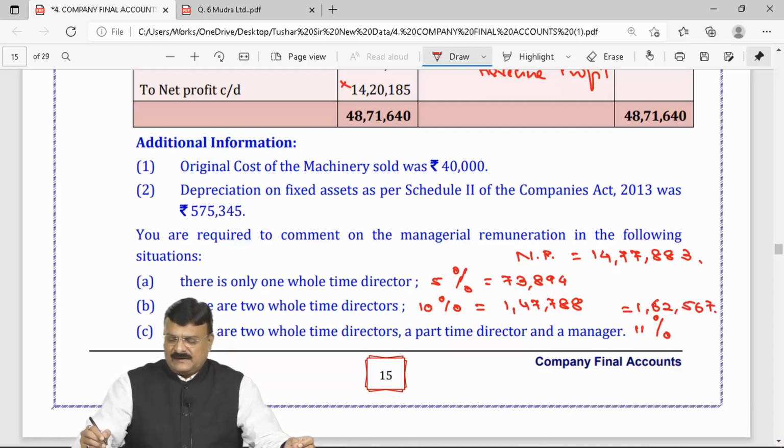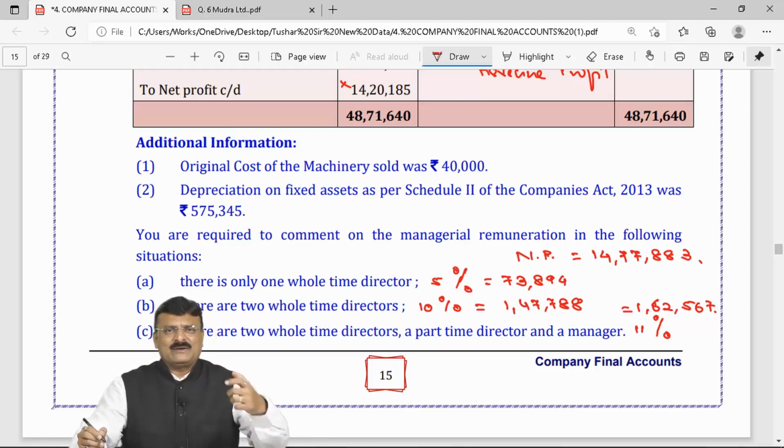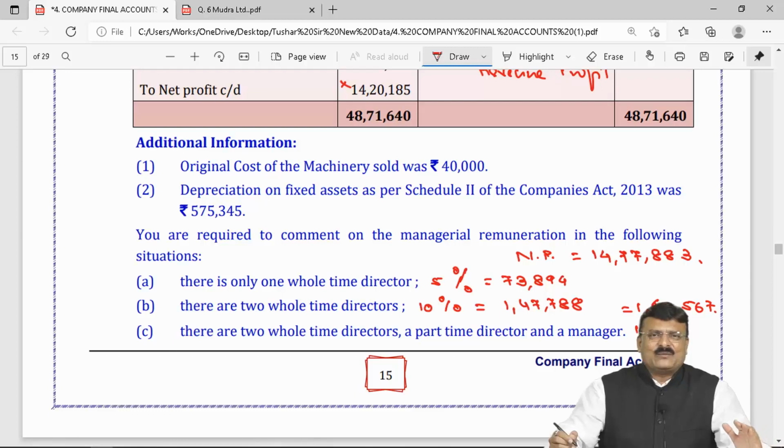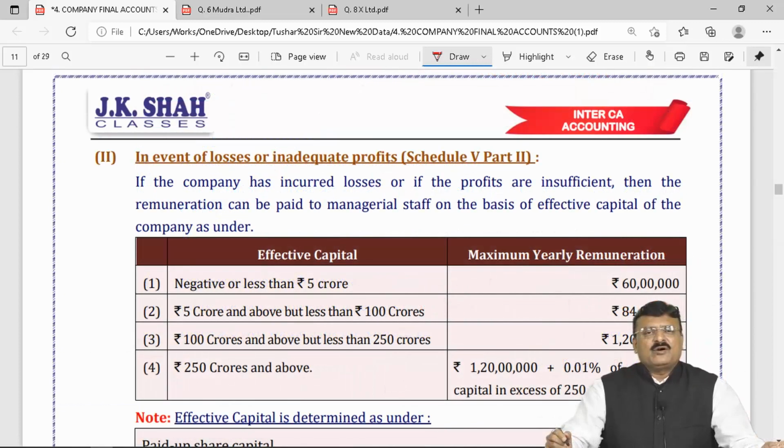Okay, everyone. So that will be your Section 198 and 197 when companies are making profit, managerial remuneration. You have to remember formally that step of Section 198 prescribed by the Companies Act. That was the case where companies are making a profit. How do you find an upper limit ceiling of managerial remuneration? We now see the opposite side. If the company is a loss making company, what are the rules for managerial remuneration in the event of losses or inadequate profits?